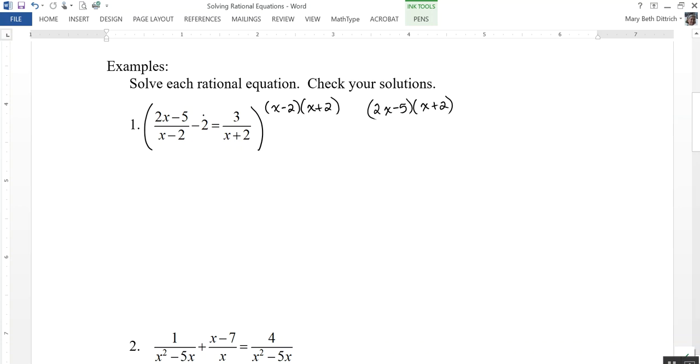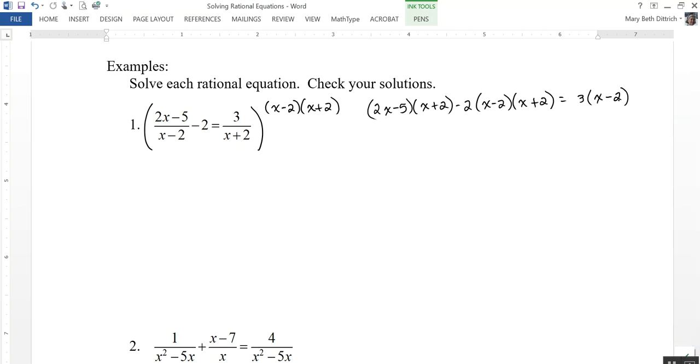Now, distributing to the negative 2, nothing cancels out. So that's going to be negative 2 times (x minus 2) times (x plus 2). And then distributing to what's to the right of the equal sign, the binomials x plus 2 cancel out, and I'm left with 3 times (x minus 2). So now I have a basic equation that does not contain rational expressions.